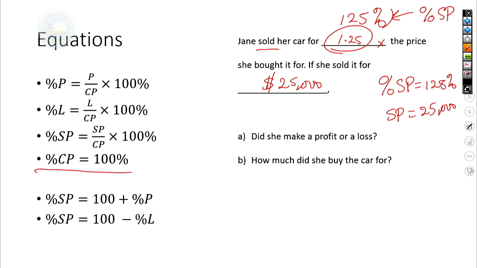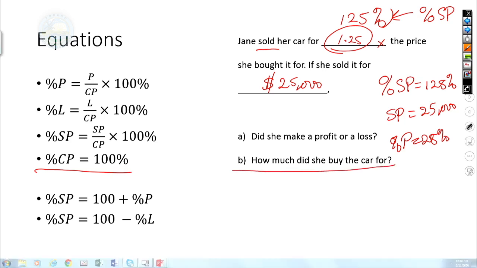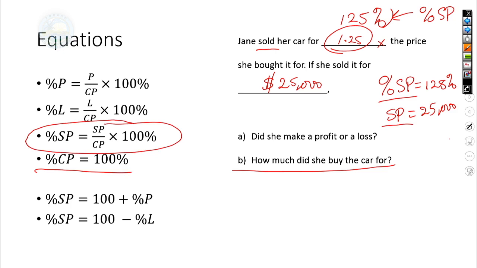So because her percent selling price is 125% and percent selling price is 100 plus percent profit, it means that we already know, without having to do any further calculations, that the profit was how much? Percent profit would have been 25%. But we don't even need to calculate that because they didn't ask us for that, right? What did they ask us for? They asked us for the cost price. So let's go. We know the percent selling price and the selling price, which means that we can use our formula that has what we're looking for and what we have. So if we know that percent selling price is selling price over cost price times 100%, that means 125% is equal to the selling price over the cost price multiplied by 100.